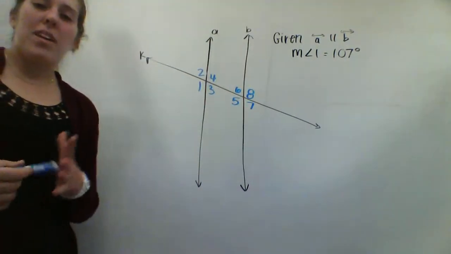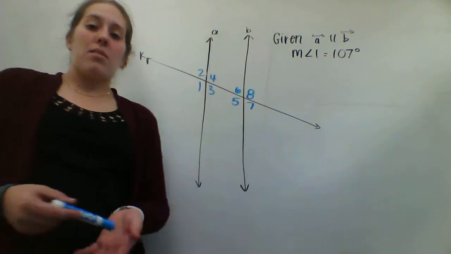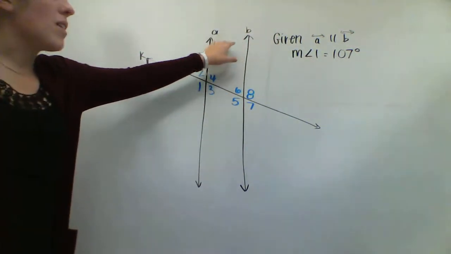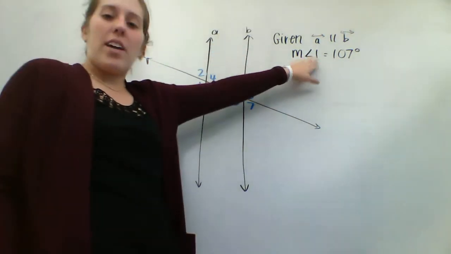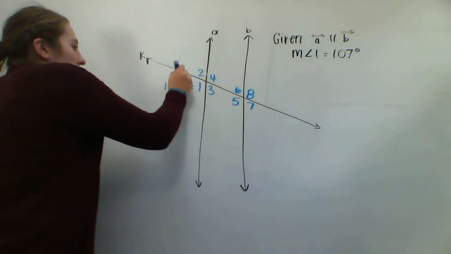So this one's going to be a little wrap-up of everything we just talked about with the angles and parallel lines. It's kind of like a puzzle. So we're given in the problem that A and B are parallel lines. And we know that the measure of angle 1, which is right here, equals 107 degrees.